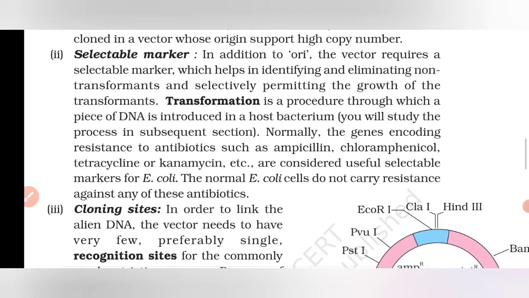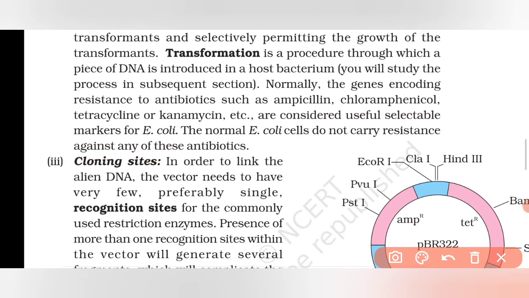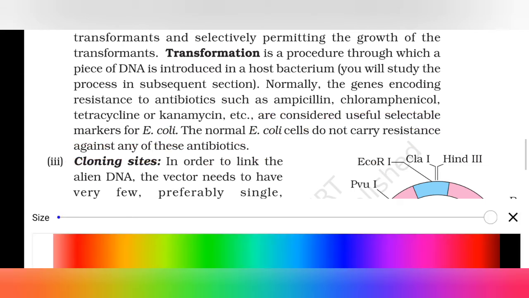Normally, the genes encoding resistance to antibiotics such as ampicillin, tetracycline, chloramphenicol, or kanamycin, etc., are considered as useful selectable markers for E. coli. The normal E. coli do not carry antibiotic resistance. Just mark this, this is very important. Normal E. coli cells do not carry resistance against any of these antibiotics.